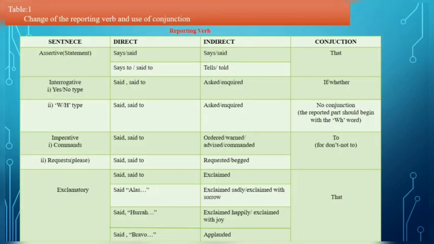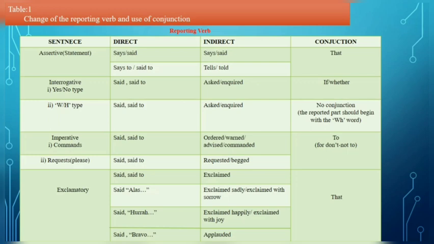So next, changing the reporting verb and the use of conjunctions. These two things we should do according to the kind of sentence only. So be thorough with the table. Assertive or statement: the direct speech says or said to is changed in indirect speech. Says is says, said is said. Says to changes into tells, said to changes into told. Conjunction: that.